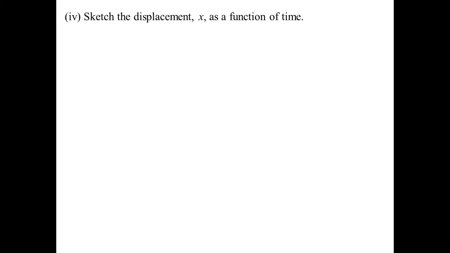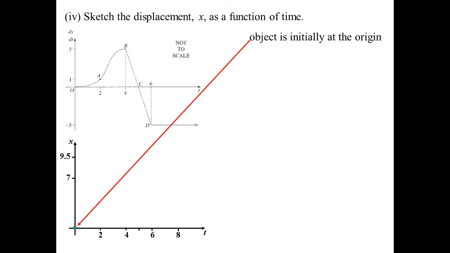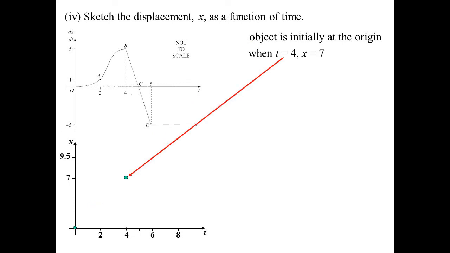We're now going to draw the displacement graph. So here's our velocity graph. I'll draw the displacement underneath, and I've marked in the key points on the time axis: 2, 4, 5, 6, and 8. The object is initially at the origin, so I'll plot in the origin. Now we said that when t equals 4, x was equal to 7. So let's mark that point in.